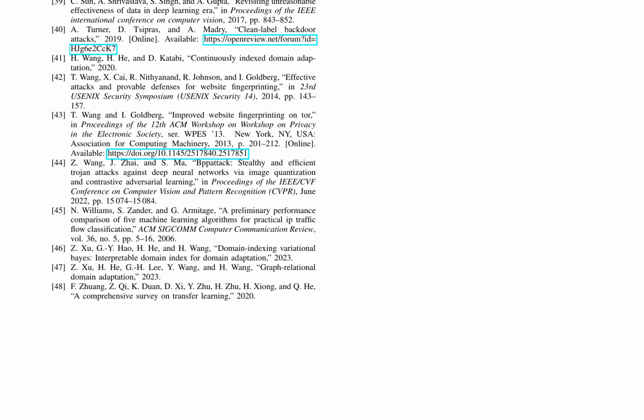Overall, the paper contributes to the understanding of website fingerprinting and its implications for privacy preservation, highlighting the need for further research in this area.